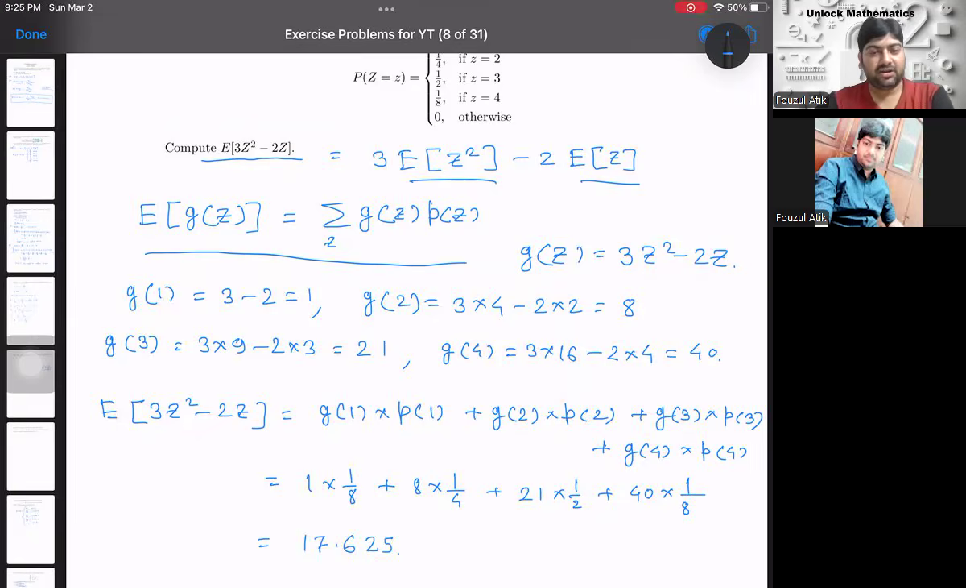So we can easily find it out, or we have used this formula, and you can also directly do it, because it's linear, and then do E of Z square and E of Z separately and put them in the value. I hope it is easy and clear. Let me move to the next example.